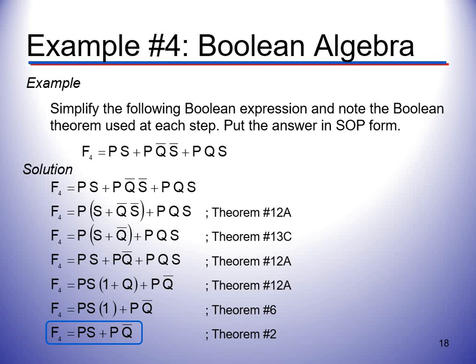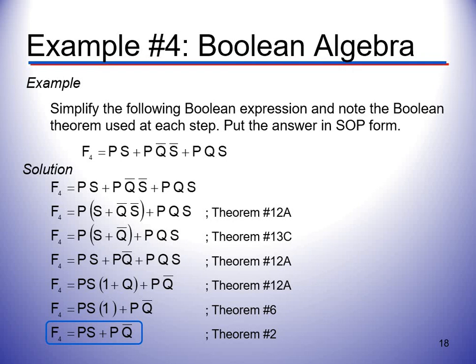Now we can factor out the ps from the first term and the last term. We're going to leave the middle term alone. When we pull a ps out, we get a 1 or q or p not q. The 1 or q becomes what? 1. So we're left with a ps or pq bar. There's really nothing else we can do.